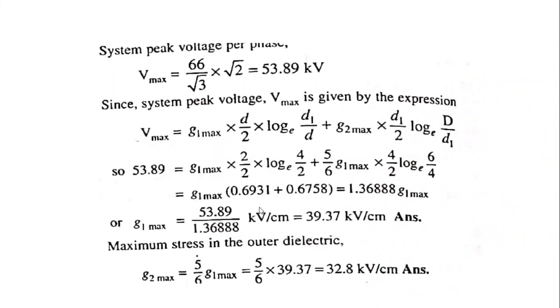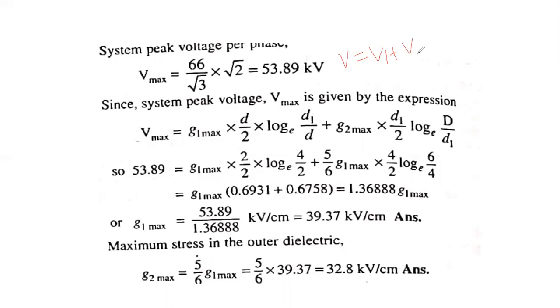So next, coming to G2 max, that is, V max is equal to RMS value into peak value, 66 by root 3 into root 2. Then we calculate the maximum permissible voltage stress. What is the formula? That is V.